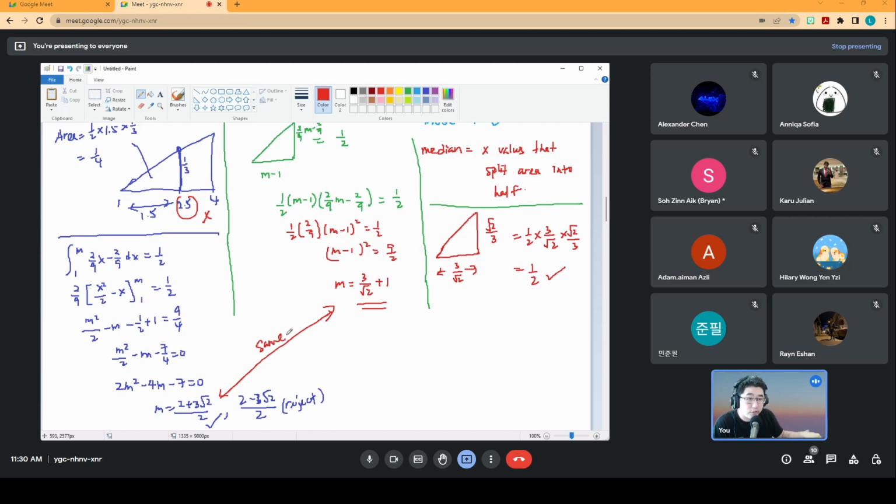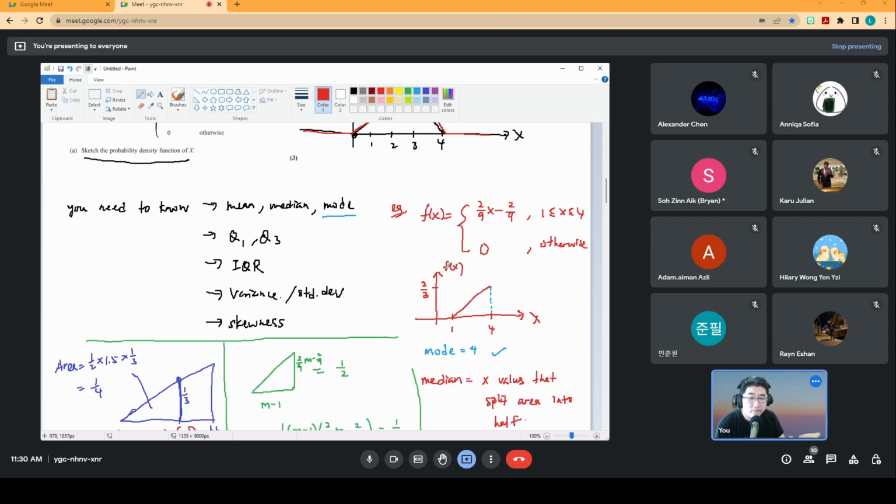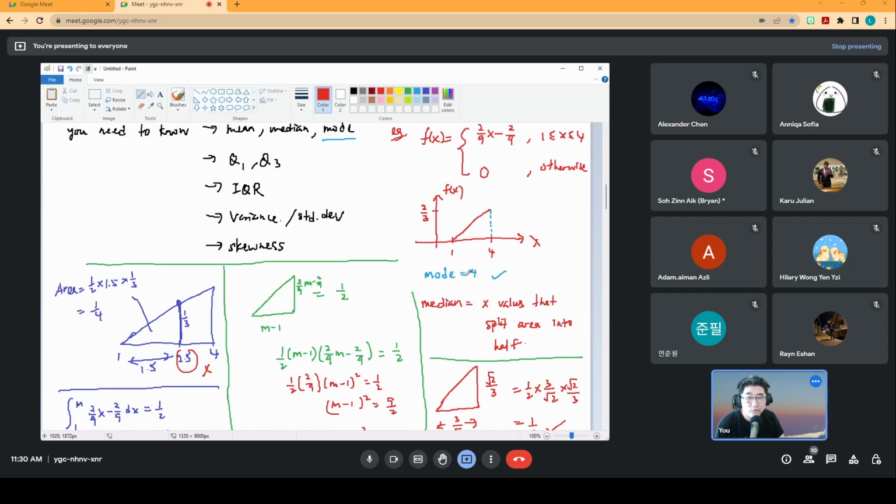So by doing integration, you will see that it's much more straightforward. Okay or not?